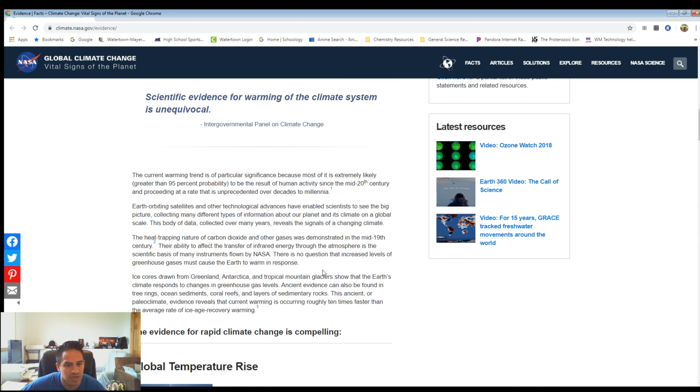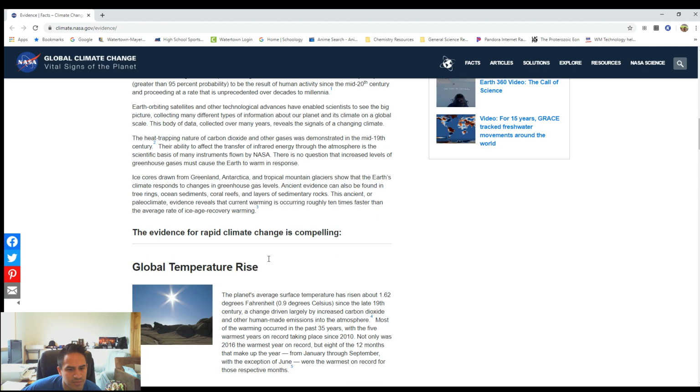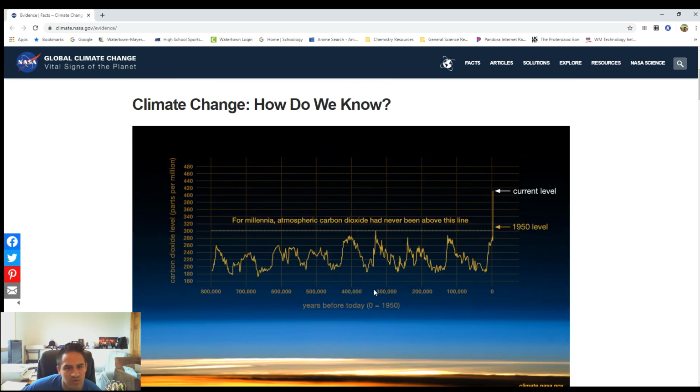All right, so if we keep on going here, I think it does talk about what climate change is. It talks about how the current warming trend is likely the result of human activity. It says here that the collection of many different types of information about our planet and its climate on a global scale reveals the signs of a changing climate, and that heat-trapping gases like carbon dioxide and other things have caused the temperature to go up because of the greenhouse effect. But I still have not seen yet what climate change is exactly, at least how they define it. So let's go see if we can find it somewhere else.